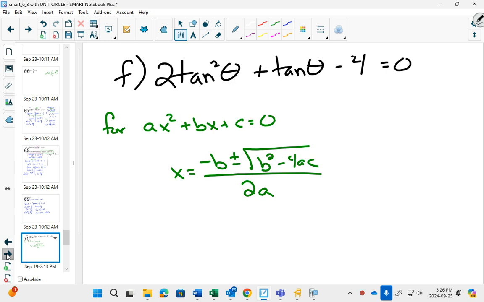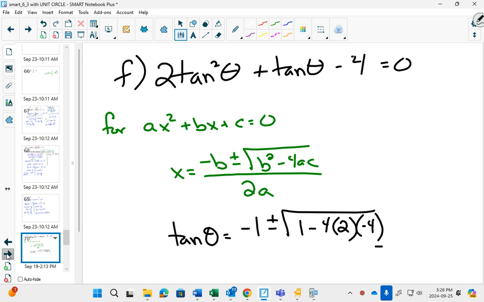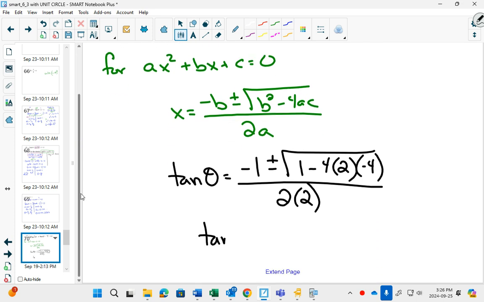So, what we would do, we don't have an X, we would write tan theta equals, because that's instead of X. Our B value is 1, so you would have negative 1 plus or minus the square root of B squared, which is 1, minus 4, A is 2, and C is negative 4, all over 2 times A, 2 times 2. And we would simplify this and get tan of theta equals negative 1 plus or minus the square root of 33, over 4.